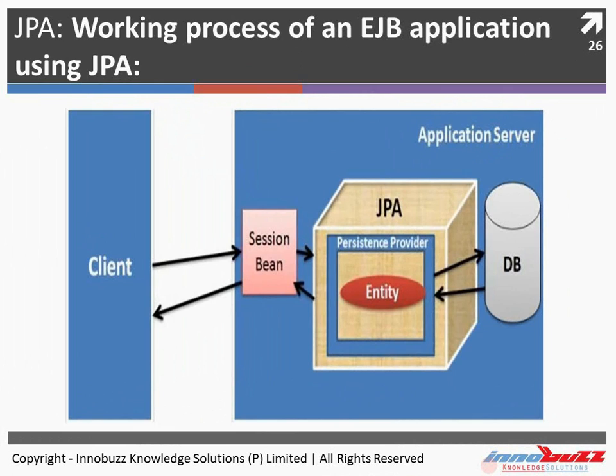So this is the basic working process of an EJB application using Java Persistence API. Here, if you see, there is a client interacting with a session bean, through which the session bean can access many entity beans if required to get the data from the database. So here entities are handled by Java Persistence API through a persistence provider. So all these will run under the application server.